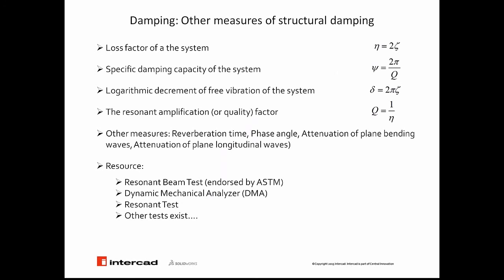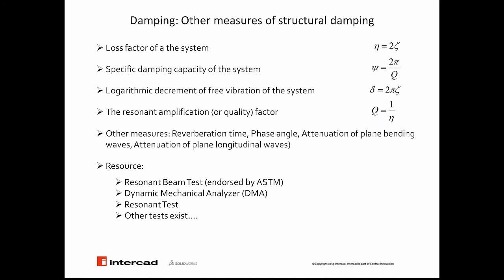There are lots of other factors and measures of structural dampening, such as the loss factor of the system, specific dampening capacity of the system, logarithmic decrement of free vibration of the system, as you can see in the formula, and the resonant amplification or quality factor. The other measures, such as reverberation time, phase angle, attenuation of plane bending waves, and attenuation of plane longitudinal waves, and all the other factors, simply wrap up the case.